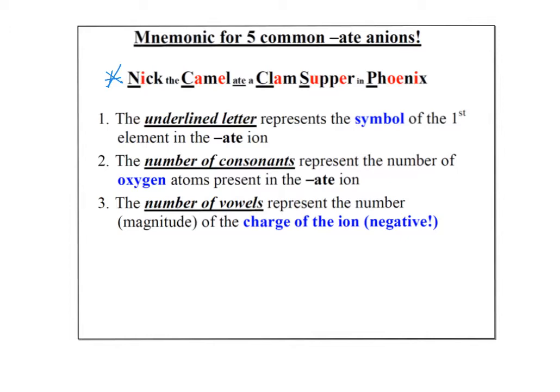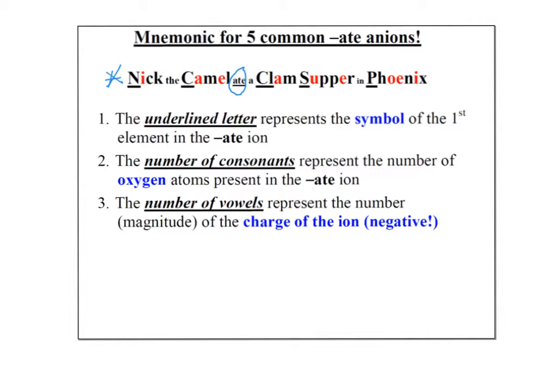So this ate is telling me that this phrase is to help me remember all of the ATE polyatomics. Okay, so the polyatomic ions that end with ATE. So in the phrase, the underlined letter, which is the first letter, or in the case of clam, the first 2 letters, represents the element symbol of the first one. So Nick would be nitrogen, camel would be carbon, clam would be chlorine, supper would be sulfur, and phoenix would be phosphorus.